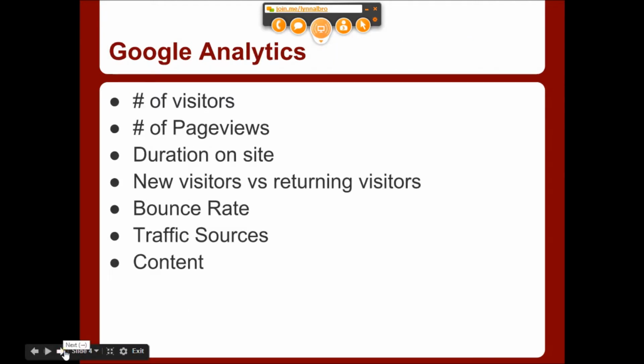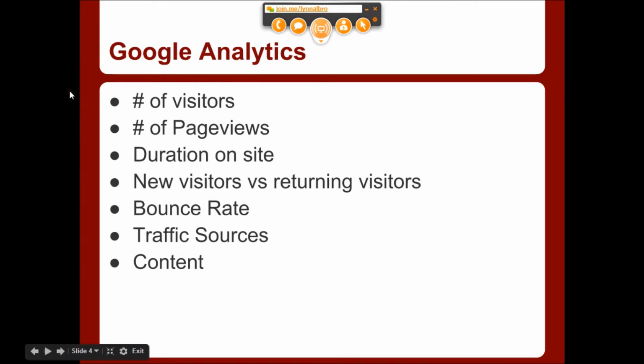In Google Analytics, you can see the number of visitors you've had to your website, the number of page views they've looked at, how much time they spent on your site, new visitors versus returning visitors, and what the bounce rate was. Bounce rate is when they come to your website and then bounce off in about 5 seconds, deciding that's not where they wanted to be. You can also see the traffic sources, how they get there, and the content they view once they're there.